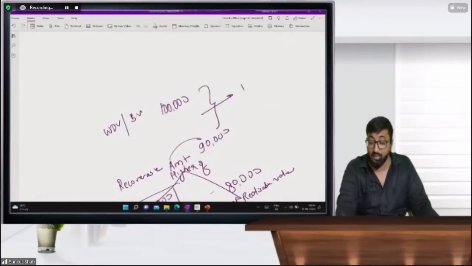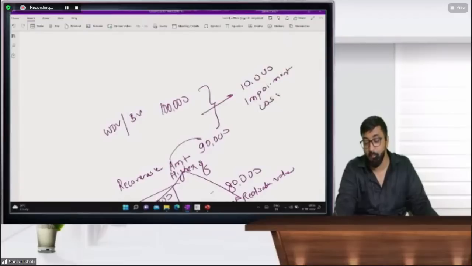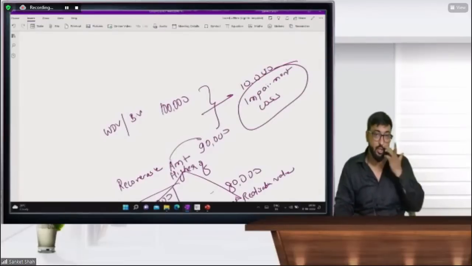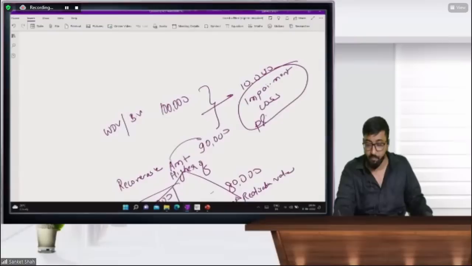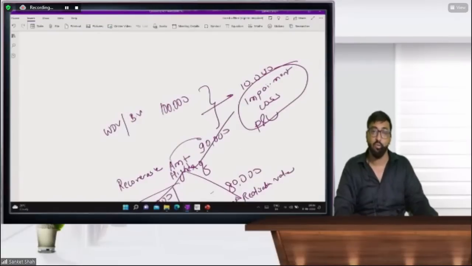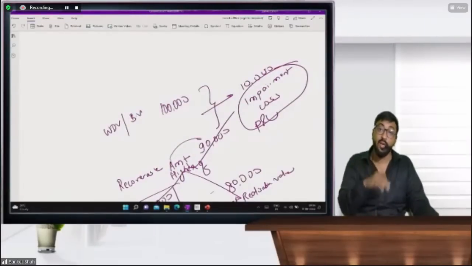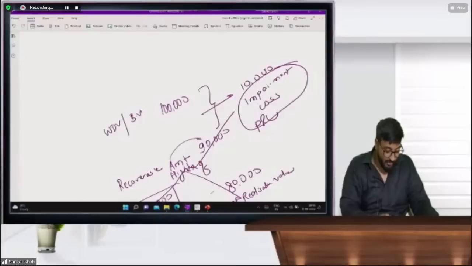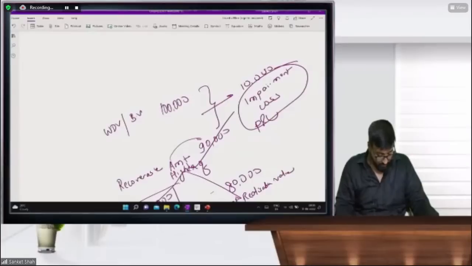So this 10,000 difference is called impairment loss. It is not depreciation. It will be recorded in the profit and loss account. So you will record your asset at 90,000, and the difference is called impairment loss. आया समझ में? Okay.